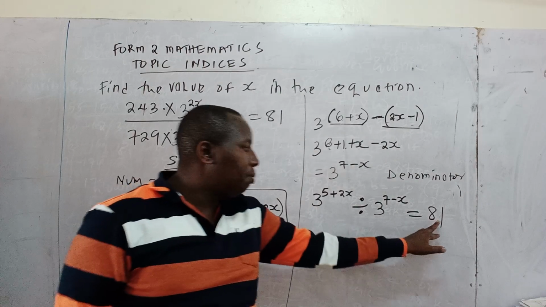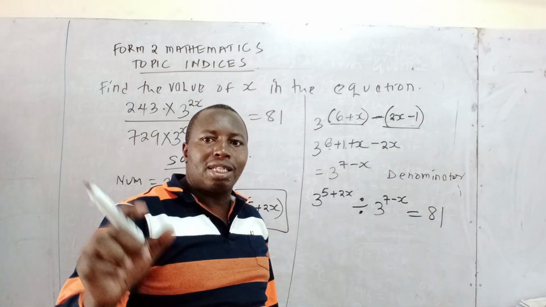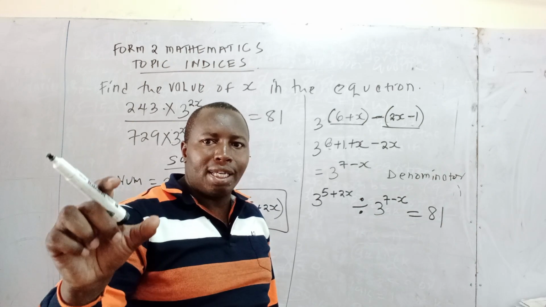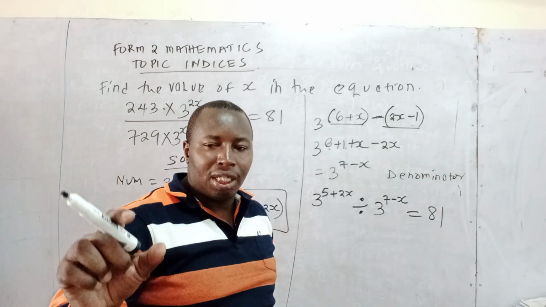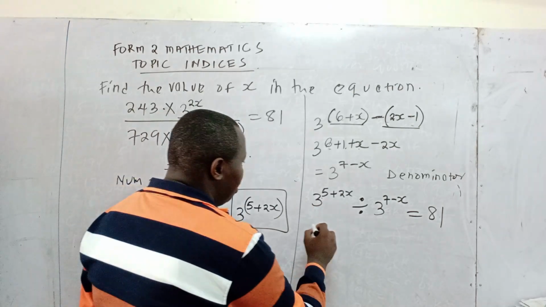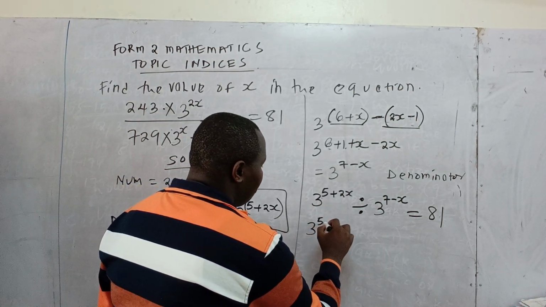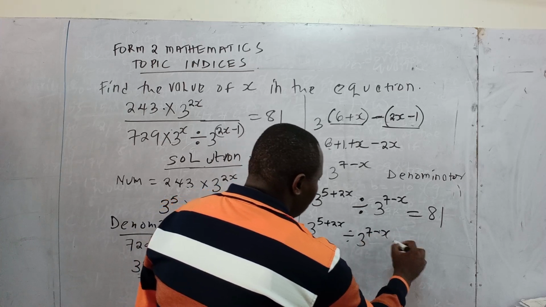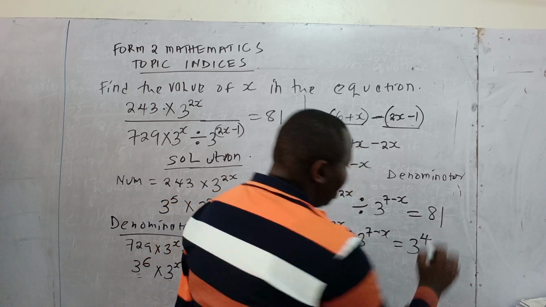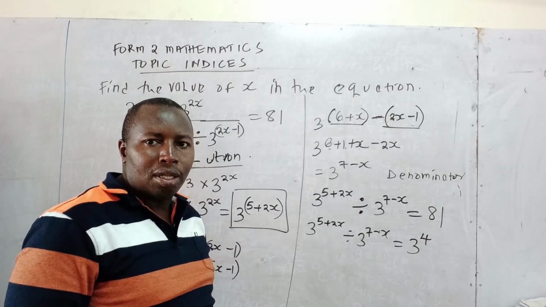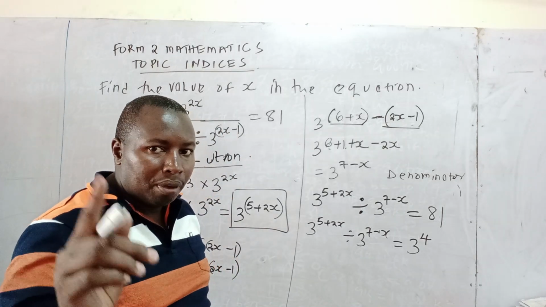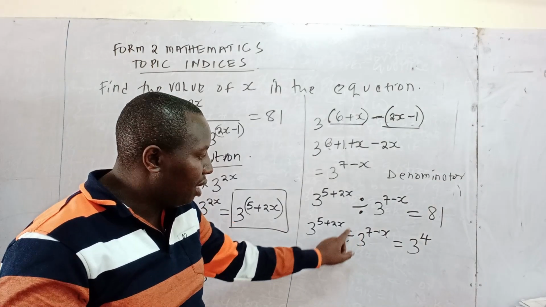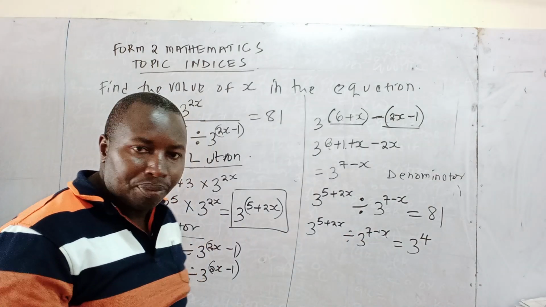And now you can simplify eta 1. Eta 1 in terms of its simplest form. It is possible to express eta 1 in prime factors of 3. So this one you say 3 raised power 5 plus 2x divided by 3 raised power 7 minus x is equals to 3 to the power 4. That's eta 1. See, it's not a simple question. There is a division sign here and there is a minus in the power.